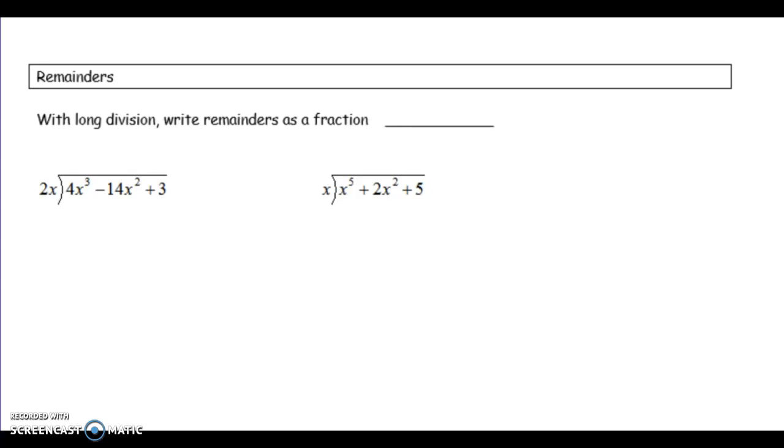Sometimes I have a remainder. And we always, with long division, we want to keep our remainders as a fraction. Okay, it's going to be the remainder over your divisor, or what's knocking on the door.